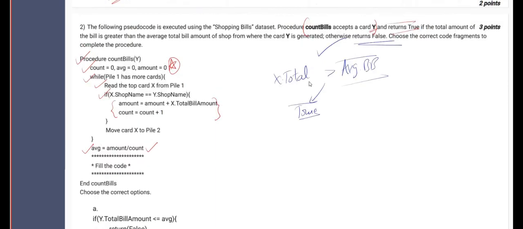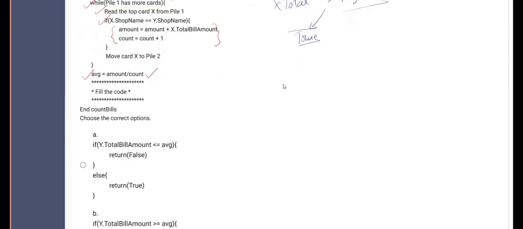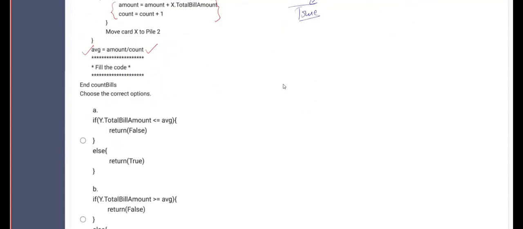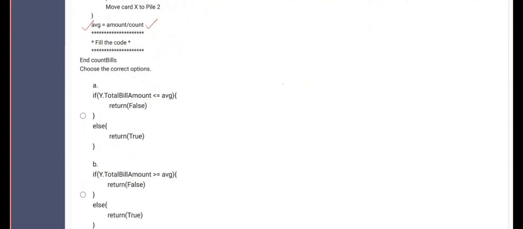So we are left with returning a true or a false. Let us see if any suitable code is present. If Y dot total bill amount is less than or equal to average. But if you remember, it is a fundamental rule that only if the value inside the parenthesis is true, we execute some statements. But here we are returning false.